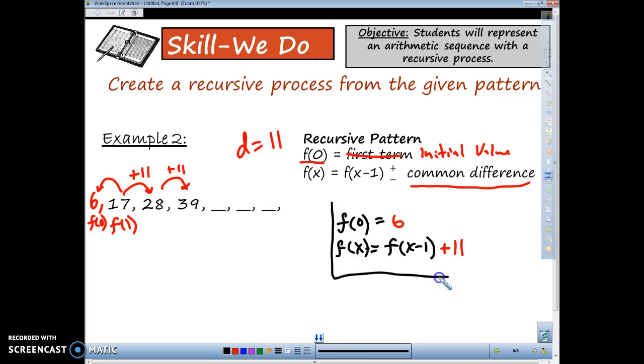And that's it. What I hope you notice thus far is that the recursive process has two lines, and that they are stacked. F of 0 and then f of x. All you do for the recursive process is you drop in your f of 0 value, which I put in red, and you add to the previous term, f of x minus 1, your common difference, or you subtract if you're subtracting.